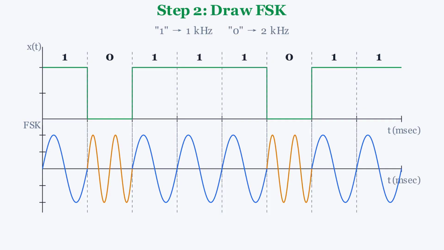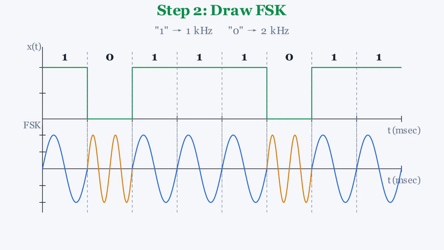Bit 1 is a 1, so we draw 1 cycle of the slow tone. Bit 2 is a 0, so we draw 2 cycles of the fast tone. Bits 3, 4, 5 are 1s, so 3 cycles of the slow tone in a row. Bit 6 is a 0, so 2 cycles of fast. Bits 7 and 8 are 1s, so 2 more cycles of slow.